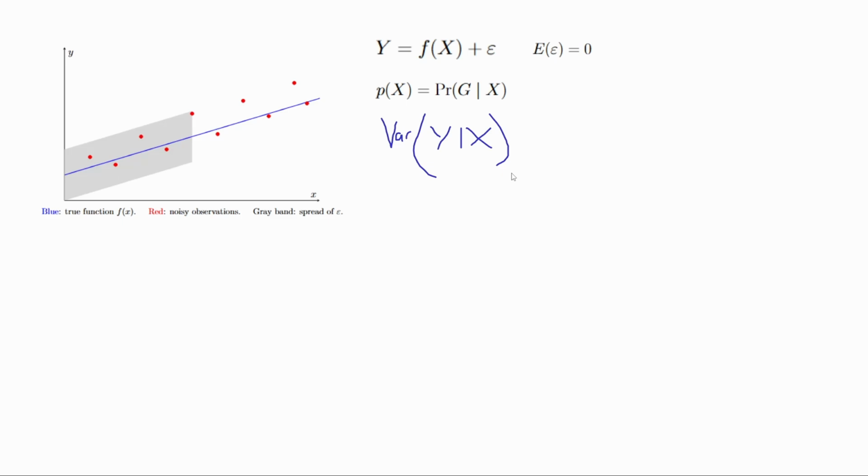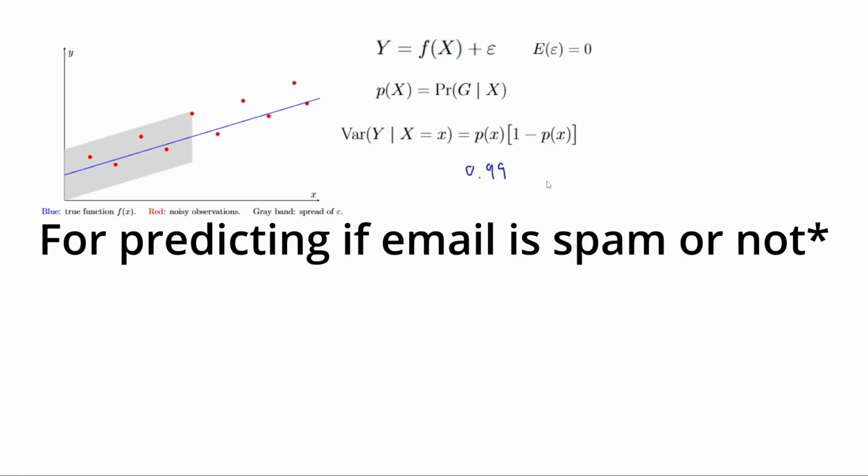Specifically, for a binary outcome, we have the following. What this is telling you is that the mean, which in this case, since it's binary, is simply the probability p of x, is tied to the variance by this equation. Think about what this means in two concrete cases. If the probability p of x is 0.99, we're almost certain the email is spam.